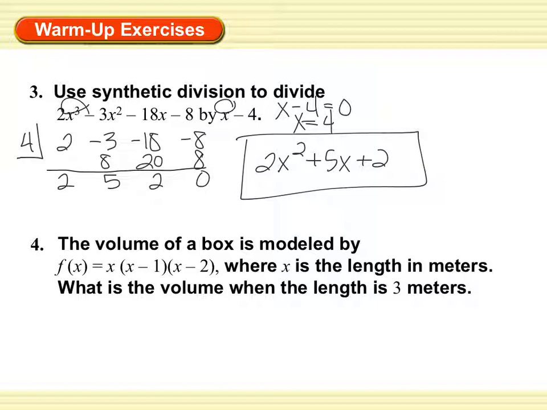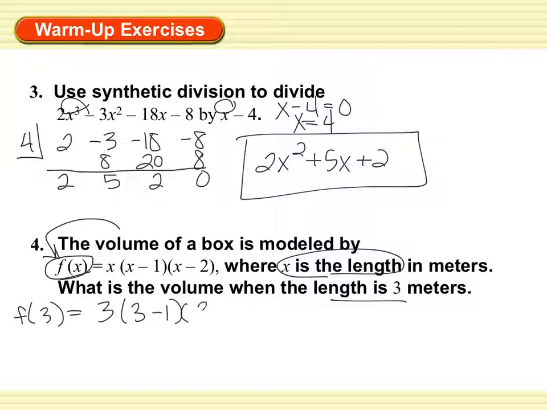The volume of a box is modeled by those three factors, where x is the length in meters. What's the volume when the length is 3 meters? Volume is modeled by this, x is the length. What is the volume when the length is 3 meters? Well, we have f of 3. So 3 times 3 minus 1, 3 minus 2. 3 minus 1 is 2. 3 minus 2 is 1. My volume is 6 meters cubed.